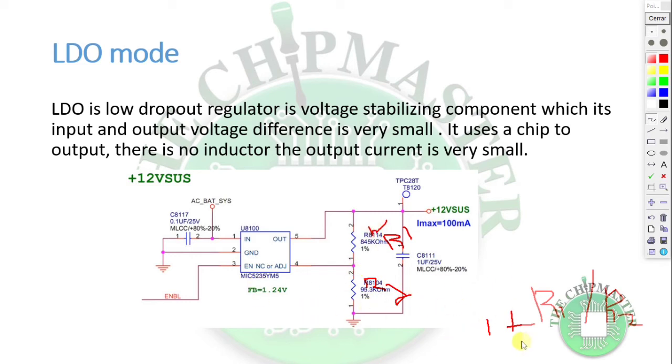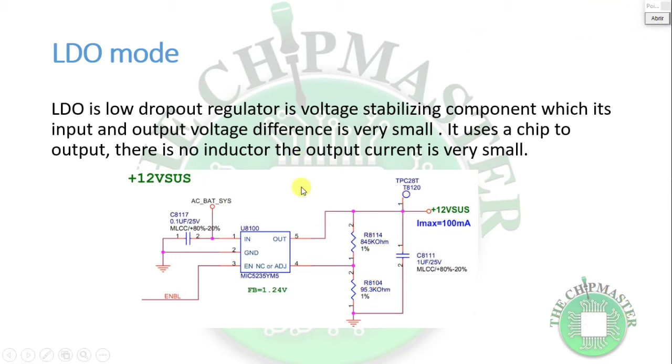So doing the mathematics, you should get 12 volts here. 12 volts should be constantly supplied, right? And this is the feedback. So when you calculate with the resistor values, 845K and 93.3K, you add that to 1, then divide by R2, which is 93.3, and you will get 12 volts.